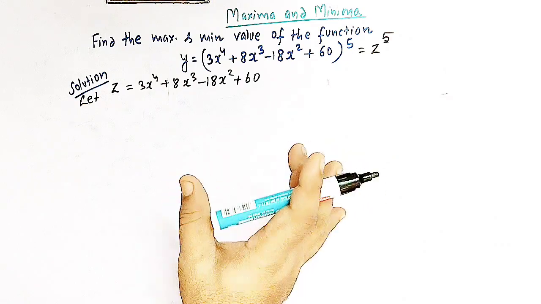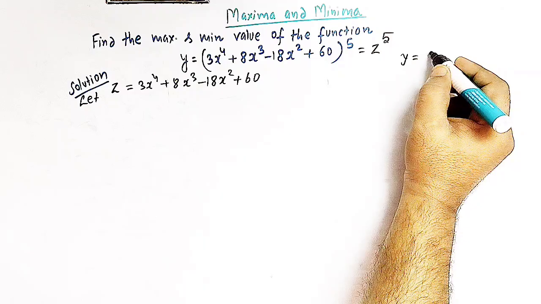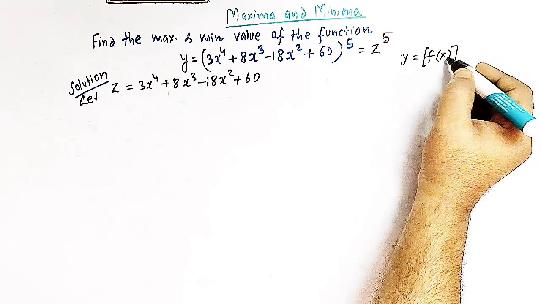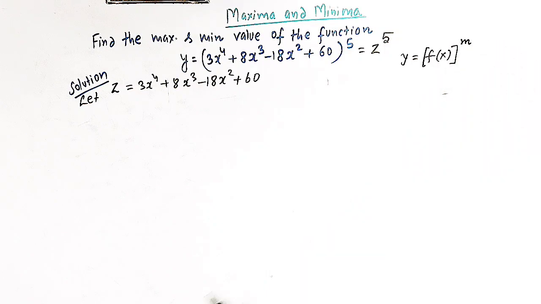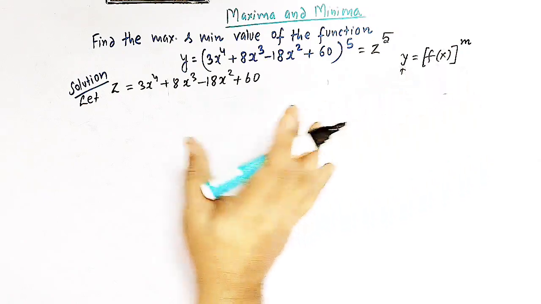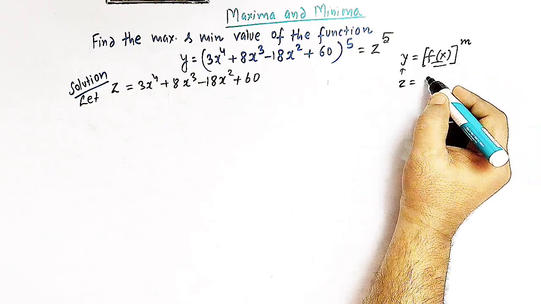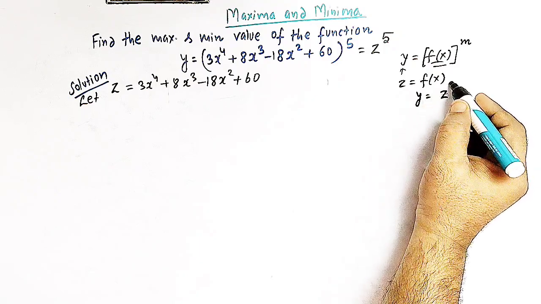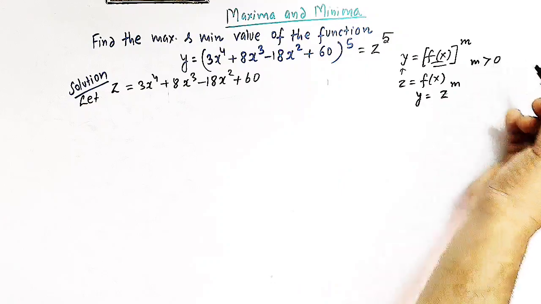Here we are going to use the concept that if we have a function, say y, which is expressed as some power of a function f of x, let us say the power is m, and we have to find the maximum and minimum value of this function y, then we take z is equal to f of x, so that y is equal to z raised to m, where m is a constant and m is greater than 0, right?